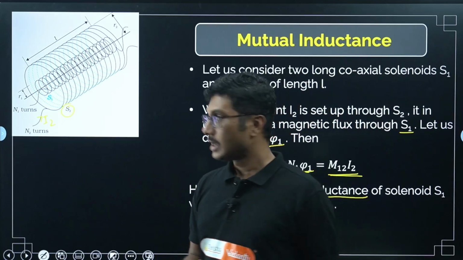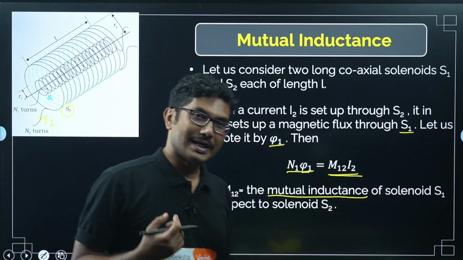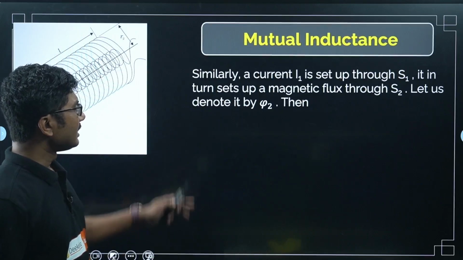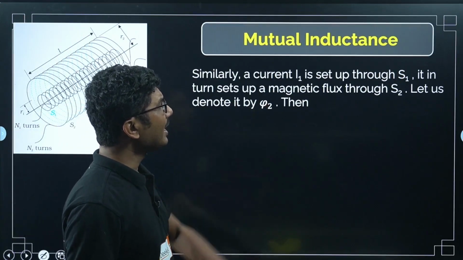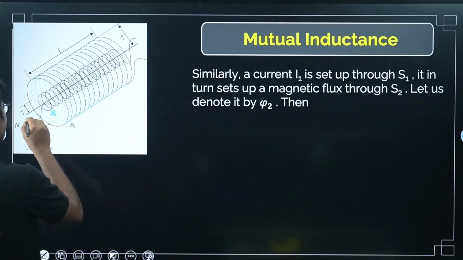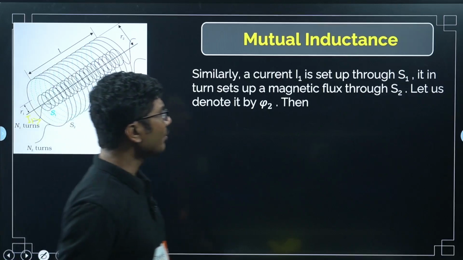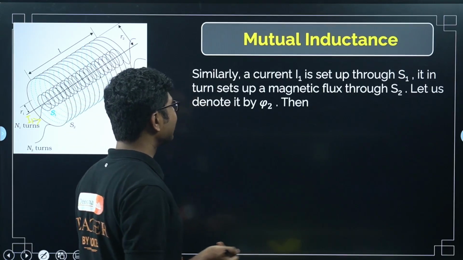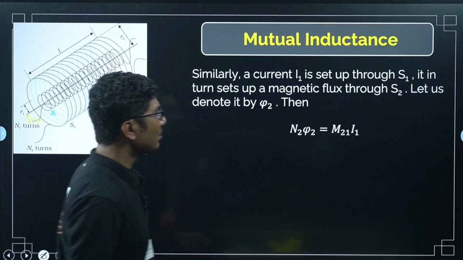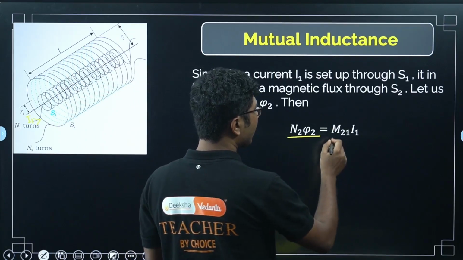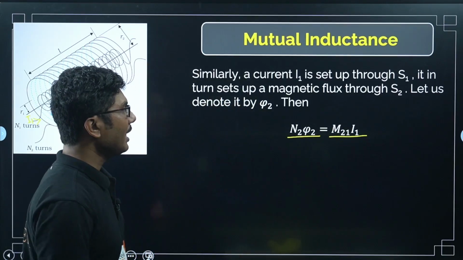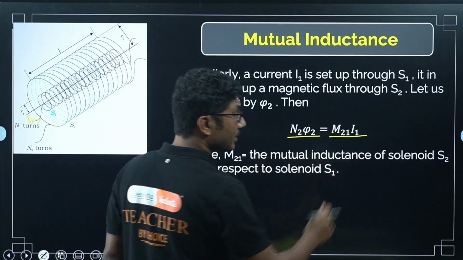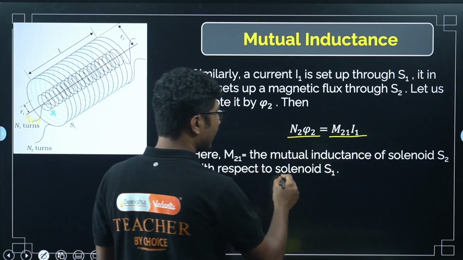A new term. Now this is for S2. Now the same thing will happen if I change a current through S1 as well. So let's look into that. Similarly, a current I1 is set up through S1. Now if I set a current, say I1 through S1, in turn it sets up a magnetic flux through S2. Let us denote this by phi2. Then N2 phi2 is equal to M21 I1. Now this is the mutual inductance of the solenoid S2 with respect to the solenoid S1.